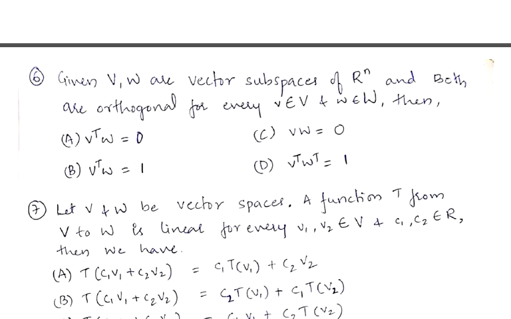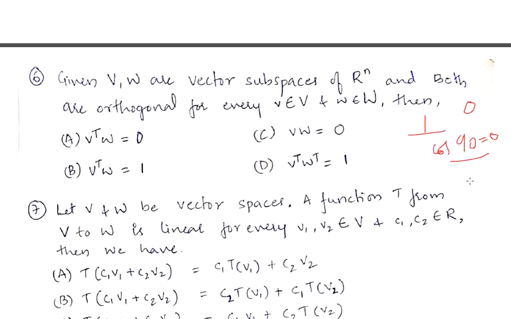So what is orthogonal? Orthogonal is nothing but perpendicular. Perpendicular means cos 90, and cos 90 is 0. The dot product of two orthogonal vectors is always 0.